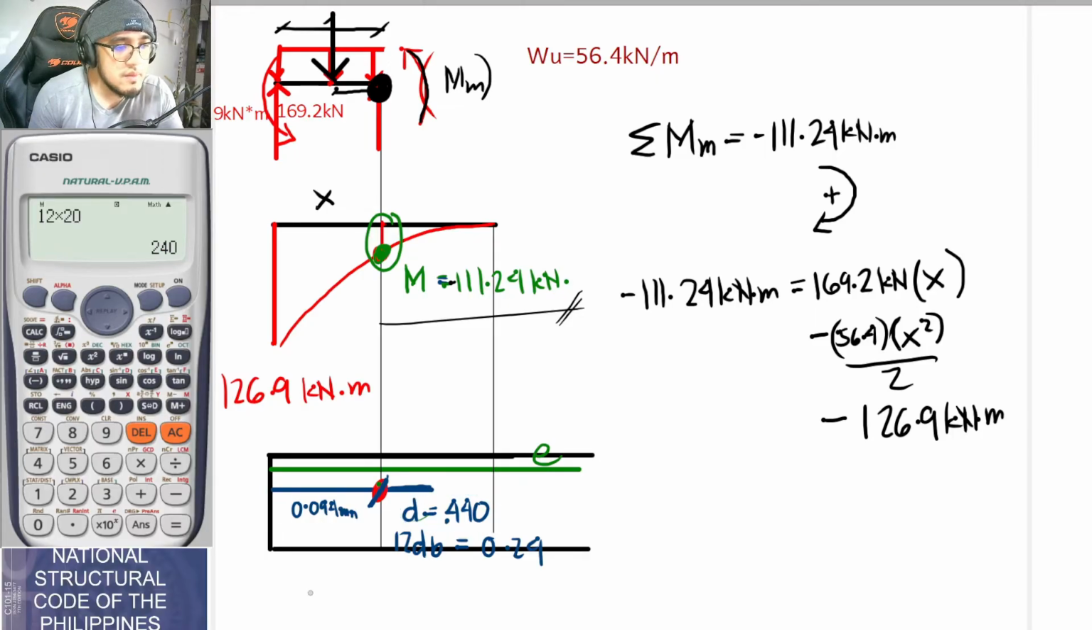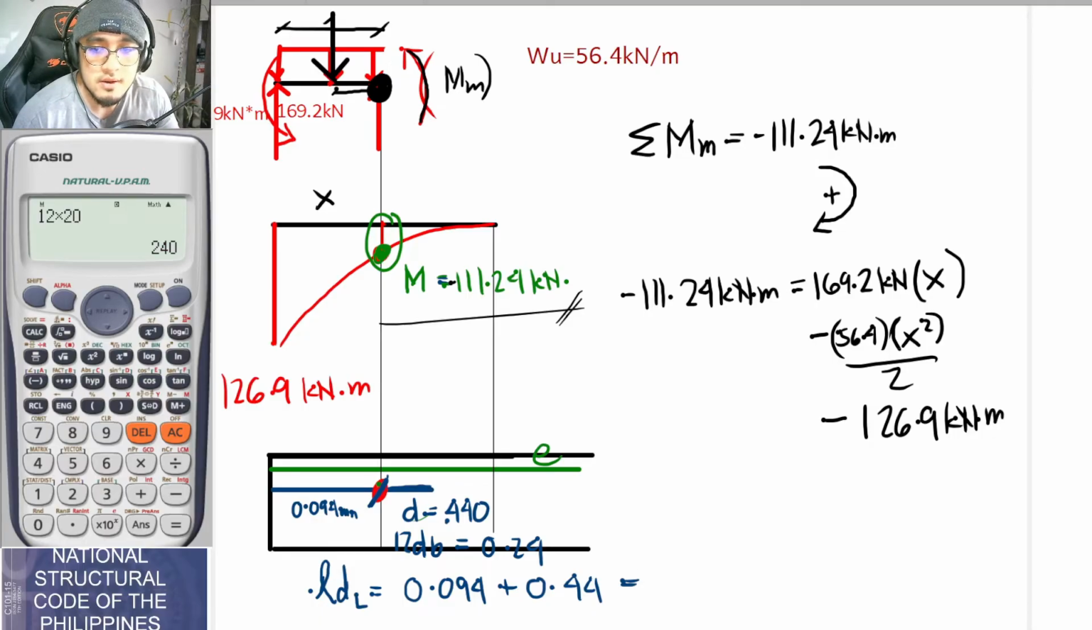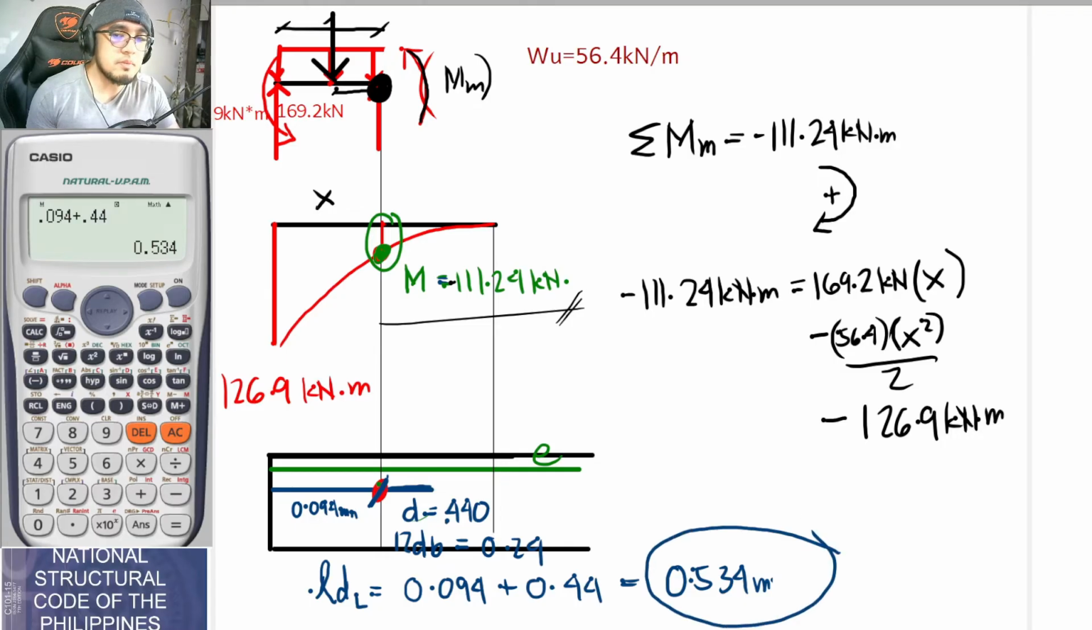So with that, guys, for the development length required, so Ld of bars L, that is to be 0.094 plus 0.44. This is to be equal to 0.534. Okay, so basically that is to be the answer here, 0.534. So that is our answer for the development length for bars L.